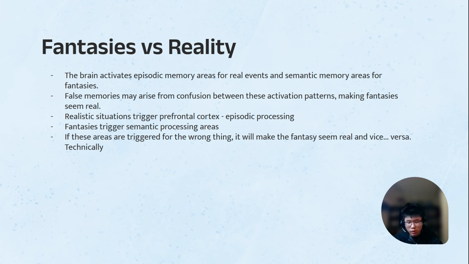Now, fantasies versus reality. I find this quite interesting, and it's related to neuroscience. It's related to brain parts that you already know, actually. The brain activates episodic memory for real events and semantic memory areas for fantasies. False memories may arise from confusion between these activation patterns, making fantasies seem real. Realistic situations trigger the prefrontal cortex for episodic processing, whereas fantasies trigger the semantic processing areas that we learned earlier. However, if fantasies trigger the prefrontal cortex or reality triggers semantic processing areas, you could get confused between the two.